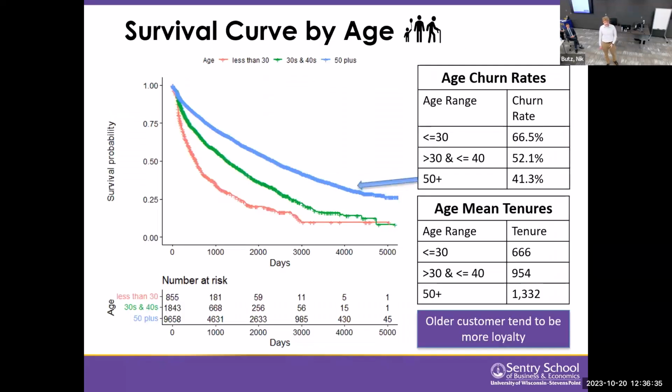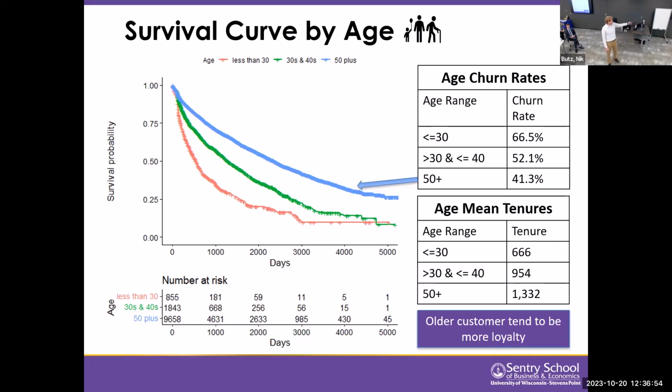So now we're on to the survival curves, or you can call them the Kaplan-Meier plots. As you can see, we have 3 different lines. The blue is customers who are 50 or older. And then the green is people who are between the ages of 30 and 40. And the red is 30 or younger. The steeper the slope, the more likely they are to attrit.